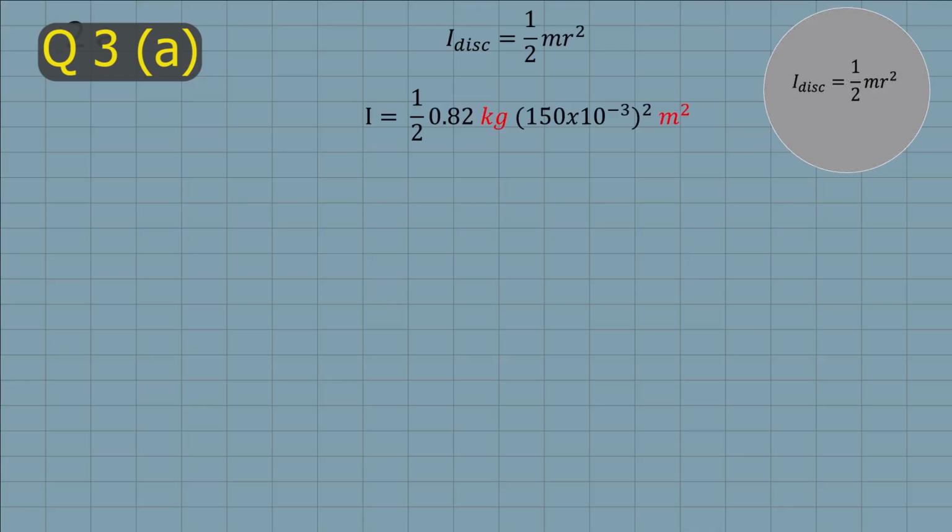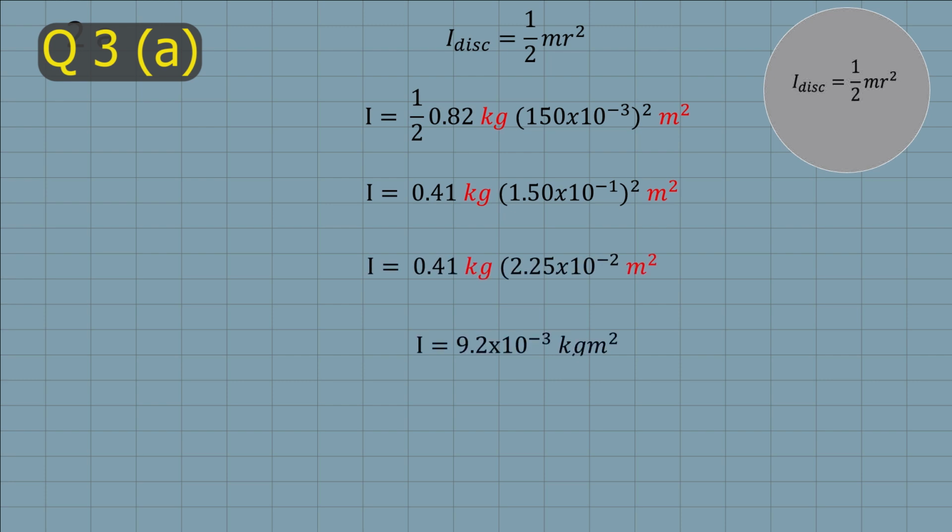All we need to know is its mass, which we do know is 0.82 kilograms. We need to know its radius, and we do know that it's 150 times 10 to the minus 3 meters. So if we put that into our formula 1/2 mr squared, we get an answer of 9.2 times 10 to the minus 3 kilogram meter squared. And that's what we're required to get.